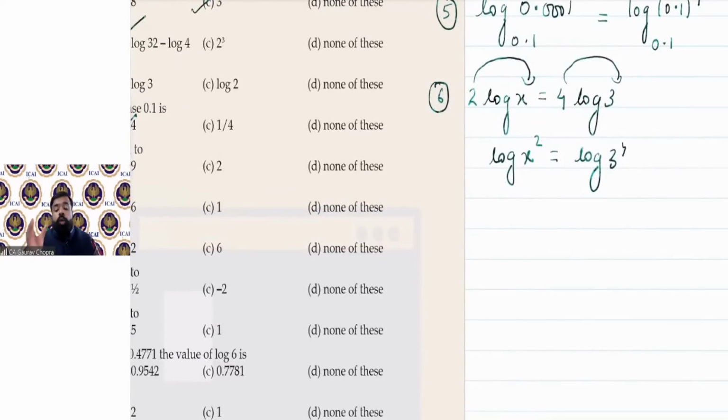Now log is on both the sides, so log will get removed. So you can remove this logarithm. So what is left? You are left with x square is equal to 3 to the power of 4. So x is equal to 3 square, that is 9. The value of x this time is equal to 9.